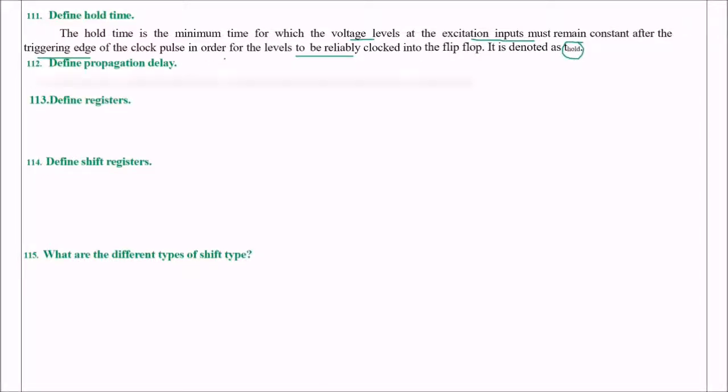Define the propagation delay. What is a propagation delay? A propagation delay is the time required to change the output after the application of the input.